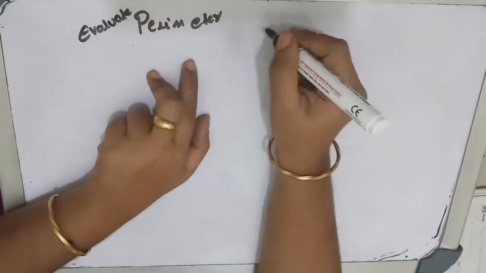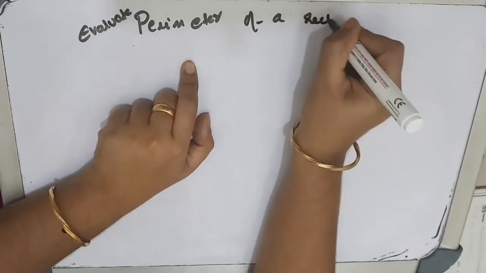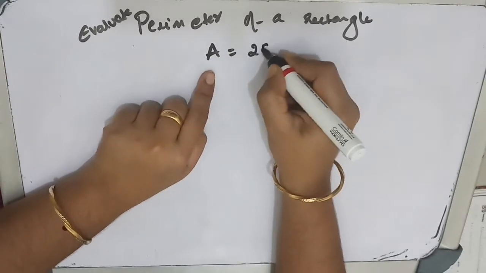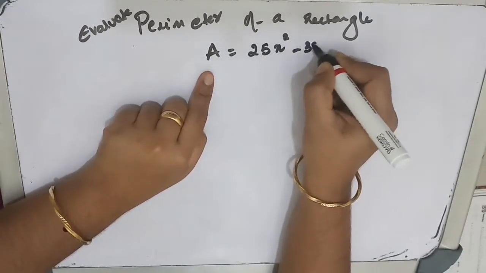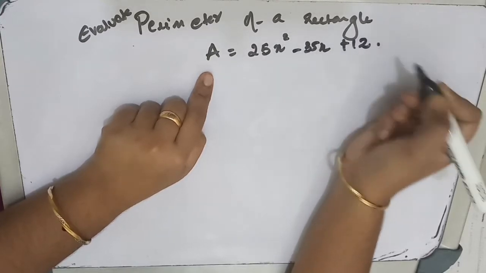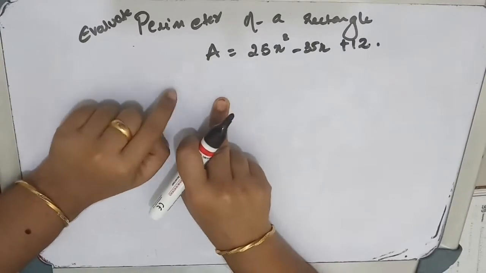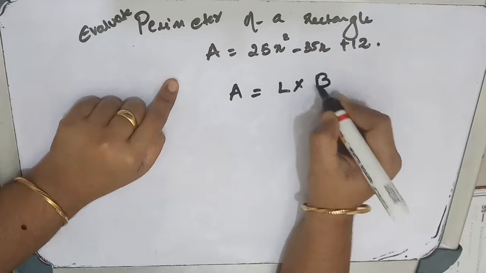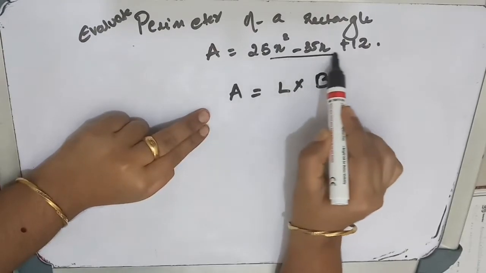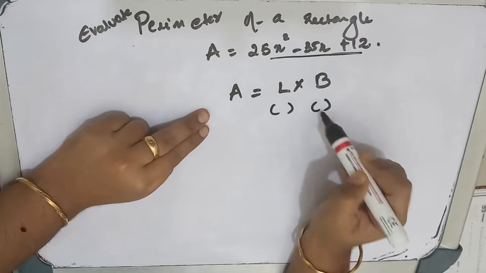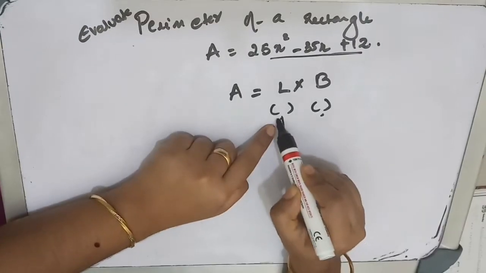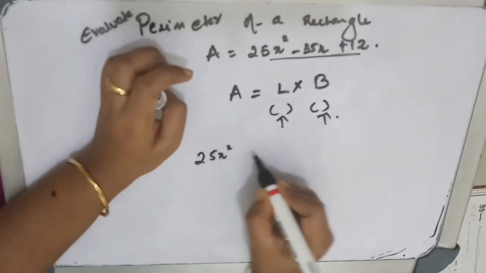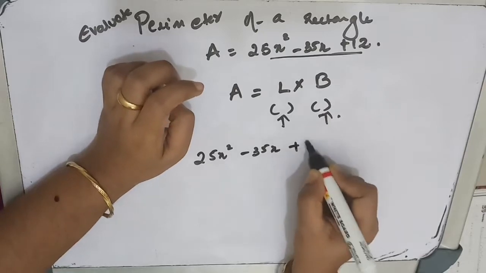Calculate the perimeter of a rectangle whose area is given as 25x square minus 35x plus 12. Okay, so we know that area of a rectangle is equal to length into breadth. So if we can express this polynomial in the form of two terms, then that forms the expression for the length and breadth. So let us factorize this first. 25x square minus 35x plus 12.